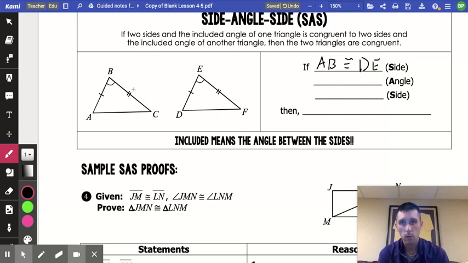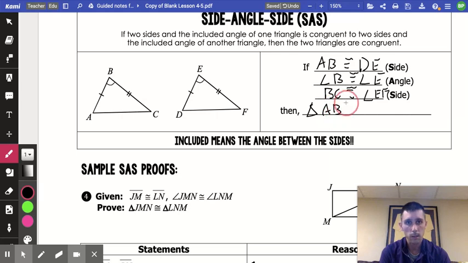Now we have the angle. What angle is it that is marked in between the 2 sides that we know? Angle B is congruent to angle E, and then the other side, so BC is congruent to EF. Then triangle ABC is congruent to triangle DEF.